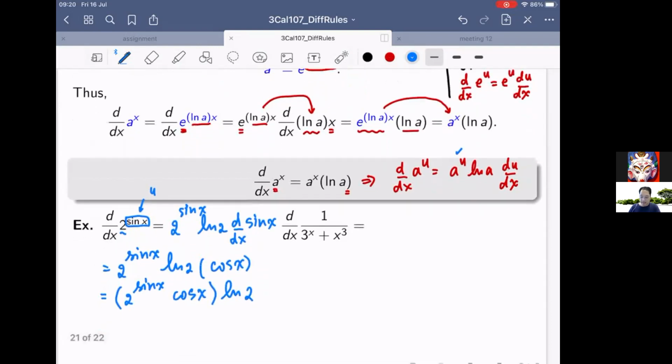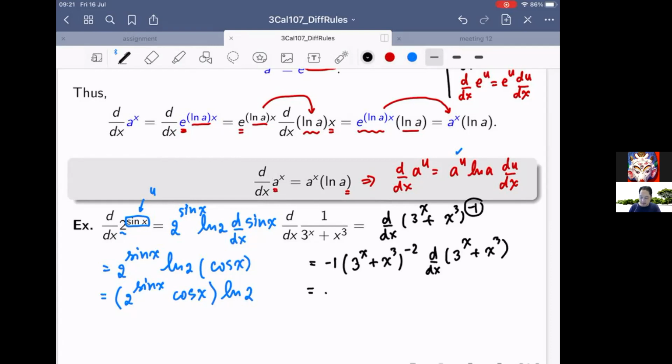And how about this one? This one you may say that, hey, this looks like 3x plus x cubed raised to the power negative 1, right? So you look at it as g(x) raised to the power r. So using the chain rule, this one kicks down, and then this inside function raised to the power negative 2, and the derivative of the one inside. Are we okay?